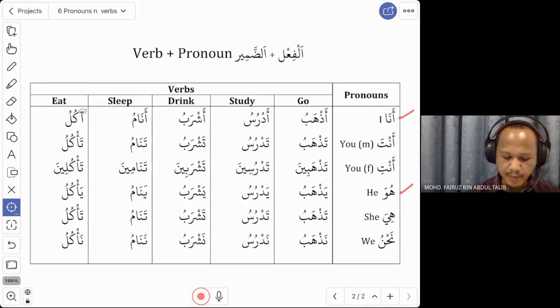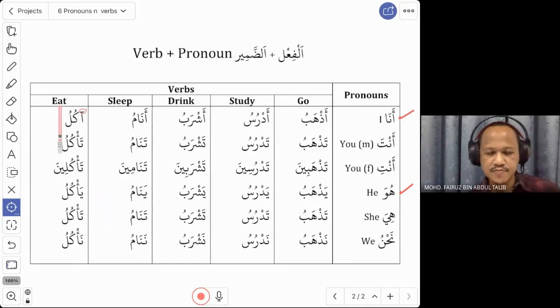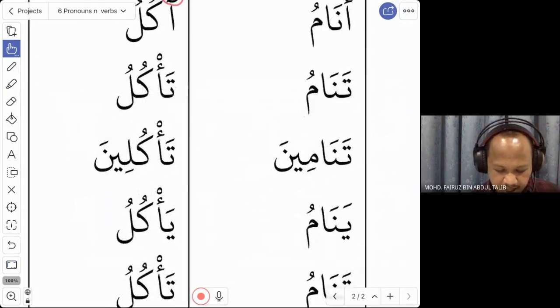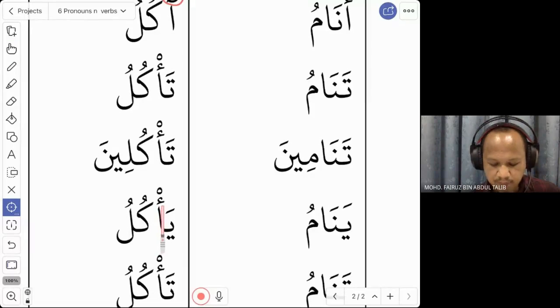Huwa yanam. And the last one: eat. Just now we say akul. Okay. Look at this. When you say huwa, we say yakul. It is not yakul, it is yakul. You have this sound: yakulu. Alright? So yakulu, huwa yakulu, he eats.